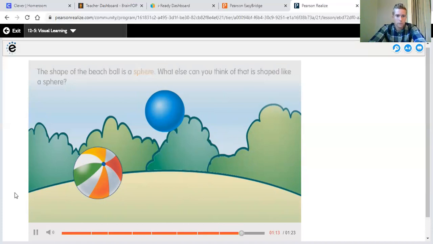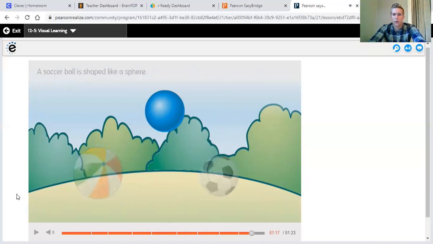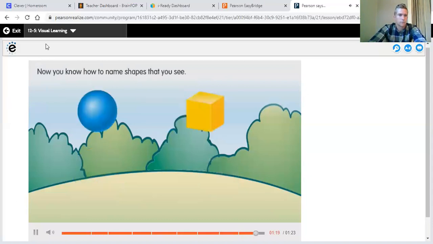A soccer ball is shaped like a sphere. Ooh, raise your hand if you said soccer ball. Okay, that's another great answer. There's lots of spheres everywhere you look outside or play with, in your kitchen, food, anything like that. Spheres are everywhere. Now you know how to name shapes that you see.